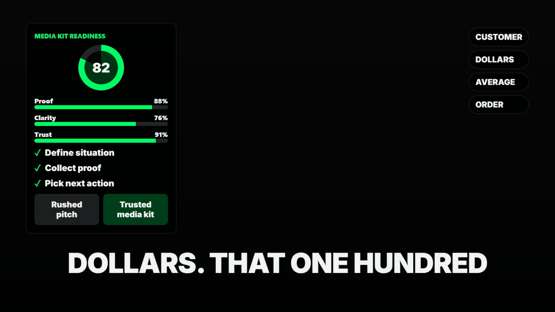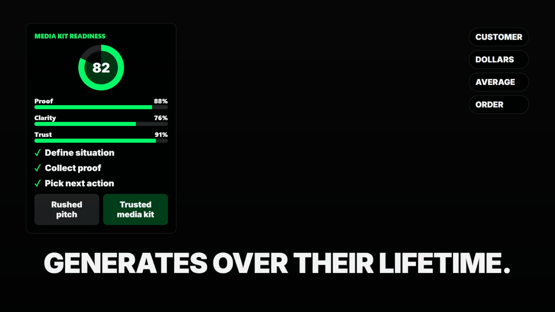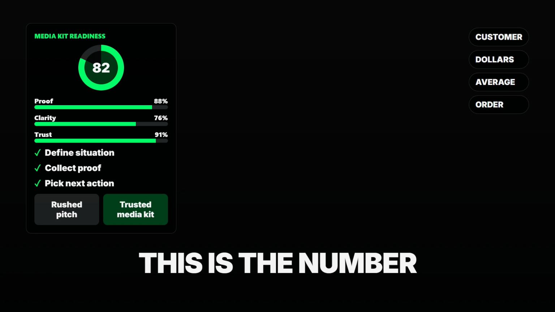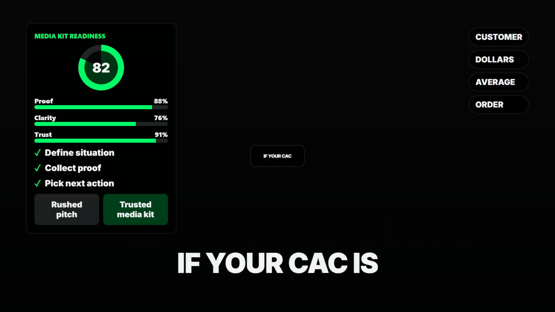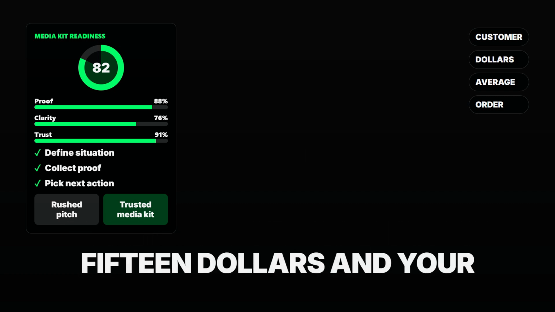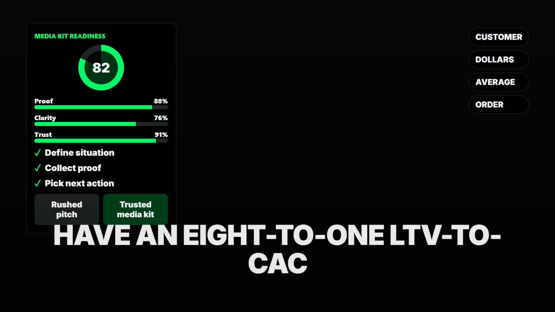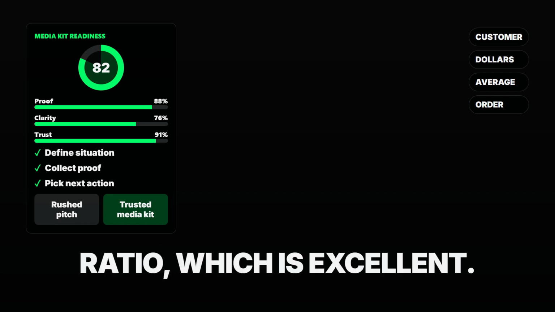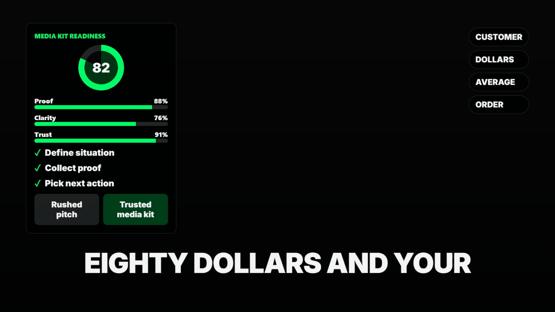This is the number you should compare against your customer acquisition cost. If your CAC is $15 and your profit-based LTV is $120, you have an 8-to-1 LTV to CAC ratio, which is excellent. If your CAC is $80 and your LTV is $120, the ratio drops to 1.5 to 1, which leaves very little room for fixed costs and profit.